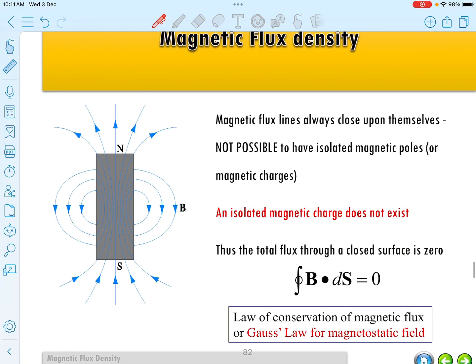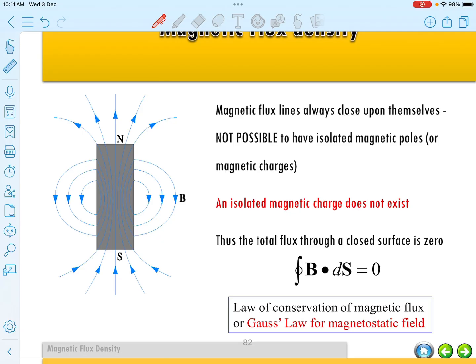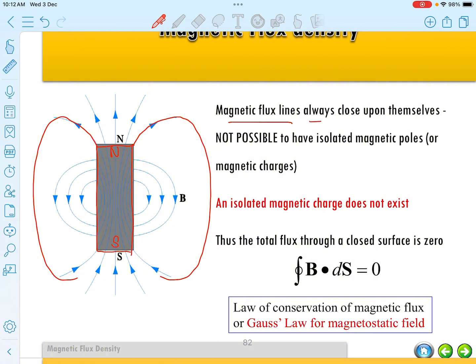If you really observe what happens to a magnet bar, so this is your magnet bar, it will have a north pole and a south pole. The magnetic field always originates from the north pole and terminates back at the south pole. So we can say that the magnetic flux lines always close upon themselves. It means that they start from themselves and also end by themselves. And it is not possible to have an isolated magnetic dipole.